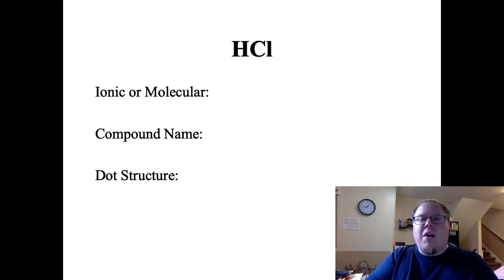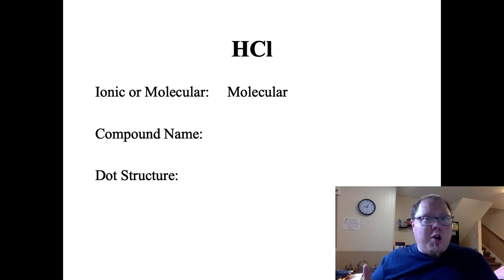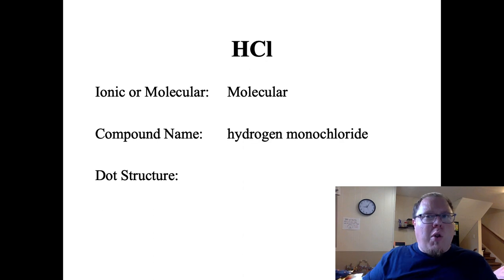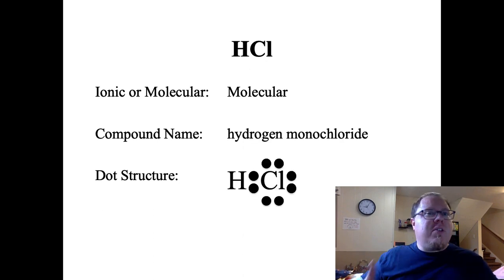If you look at it, hydrogen and chlorine are both non-metals. If I decide ionic or molecular, it is in fact molecular. So we should call it by the molecular name, hydrogen monochloride. This would be its dot structure, and it is a molecule. Hydrogen monochloride is actually a gas, it floats around in the air.